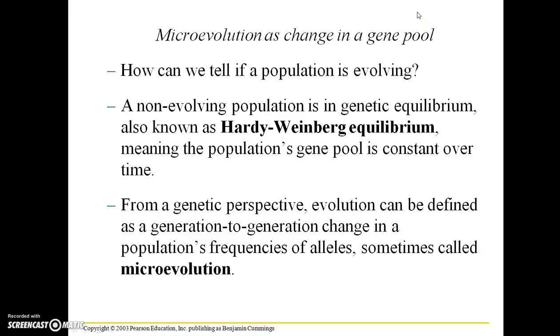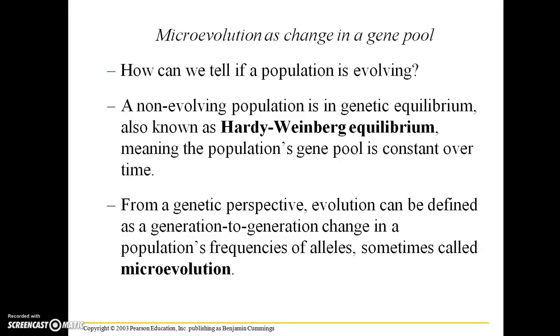Microevolution, which is evolution on a small scale, so below the species level, can change the gene pool. But how can we tell if a population is actually evolving? In order to tell if a population is evolving, it helps to know what makes up a non-evolving population. A non-evolving population is in genetic equilibrium, also known as Hardy-Weinberg equilibrium. This simply means that the population's gene pool is constant over time.